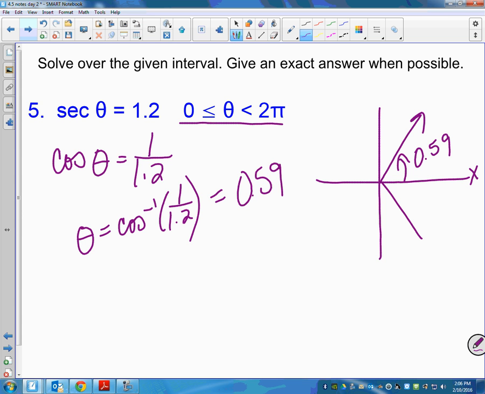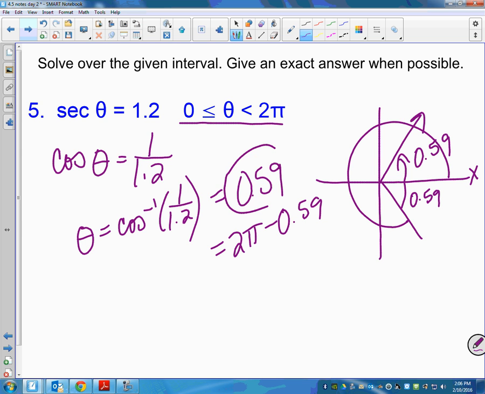So you have to know what quadrant you're in, and then you got to figure out how to get that angle using reference angles. So this is exactly the same reference angle that I got in quadrant 1. So your job is to figure out how do I measure from here all the way to here. Yeah, it would just be 2 pi minus that angle. So my second answer would be 2 pi minus 0.59. And you should get like 5.6.